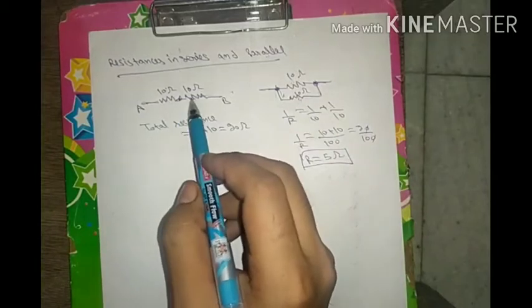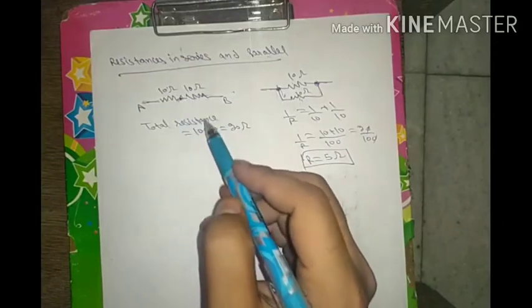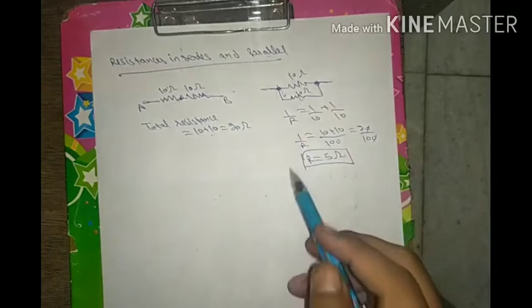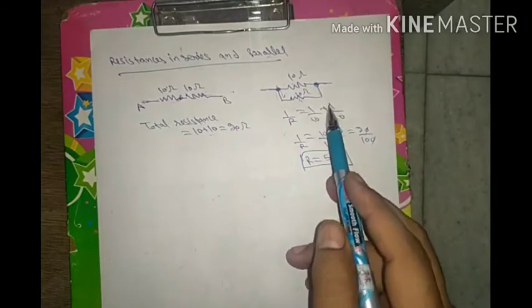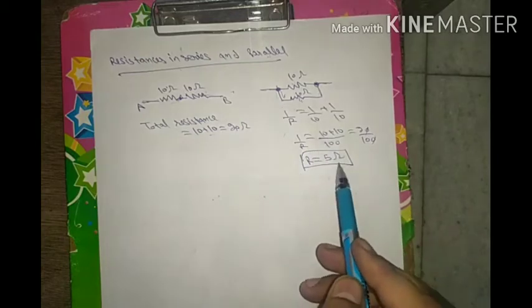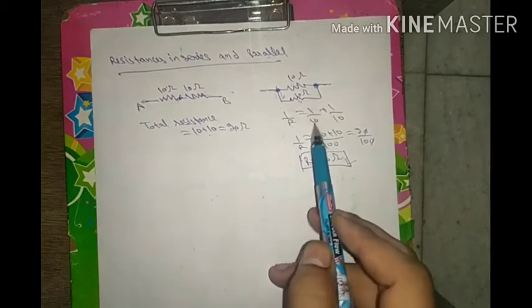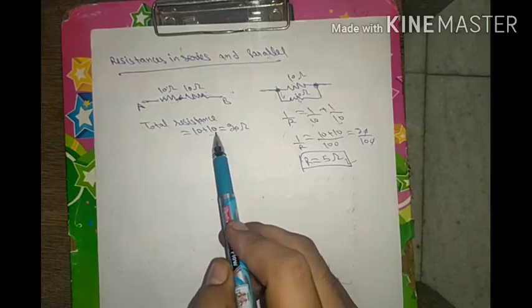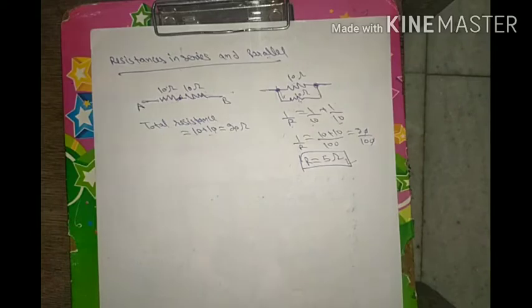And we know in the series case, the total resistance of the circuit is the sum of individual resistances, that is 10 plus 10 is equal to 20 ohm. But in the parallel case, the reciprocals of the resistances are added: 1 by R is equal to 1 by 10 plus 1 by 10, and the answer comes out to be 5 ohm. So in the parallel case, 1 by R is equal to 1 by R1 plus 1 by R2, and in the series case, the total resistance is equal to R1 plus R2, and that we will verify using resistors. So let's start.